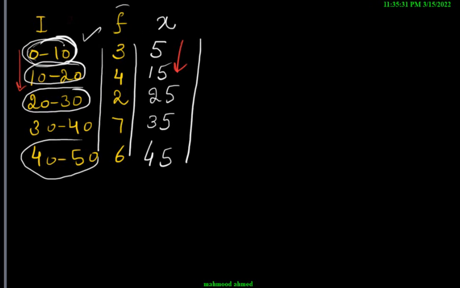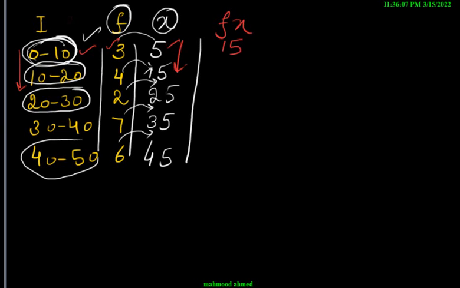And now I produce a fourth column, and the fourth column is called fx. In this column we multiply the corresponding mid value and the frequency of each interval. So when we multiply 3 by 5, we get 15, and in the same way, as I have shown with arrows, 4 times 5, 20.